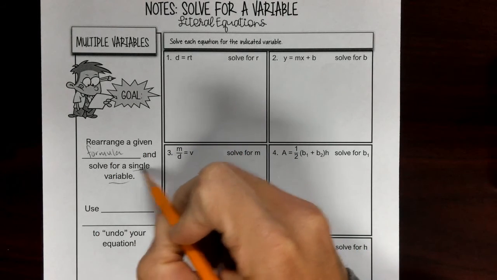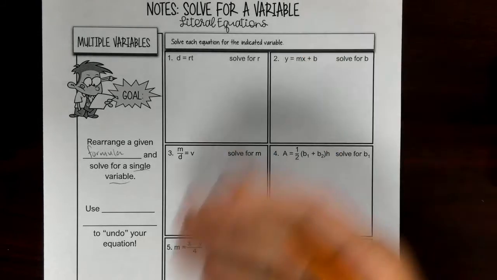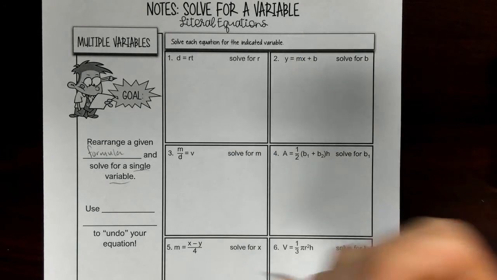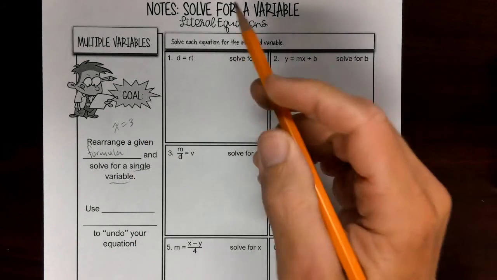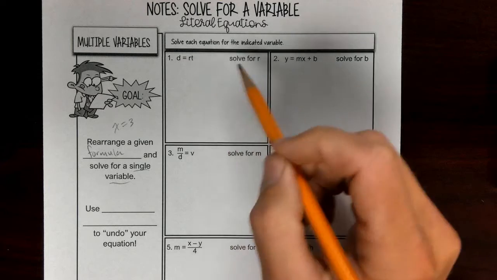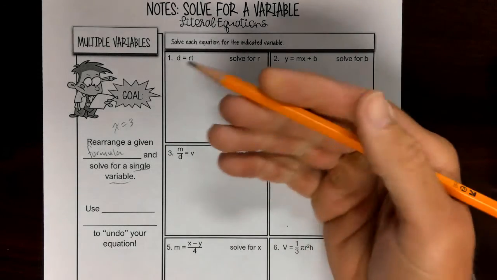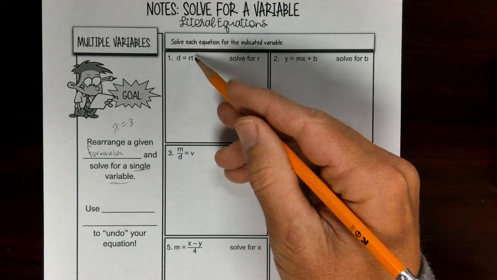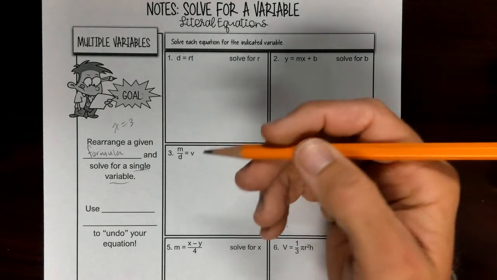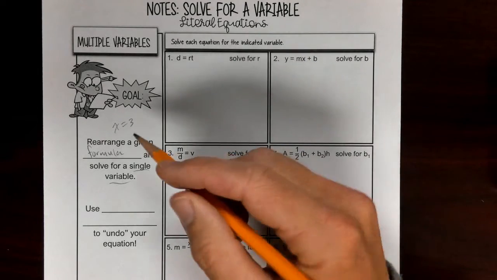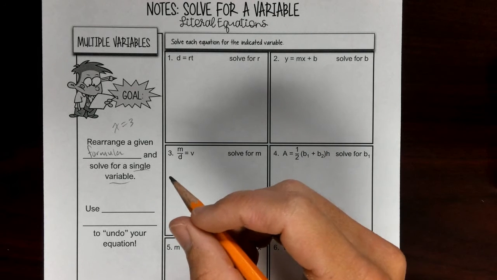a single variable. Right now, the difference between a literal equation and what we've been talking about in the past is we got x equals 3. You got a number. When we're solving a literal equation, all we're doing is rearranging variables. We're not going to get a number. D equals r times t. We have 3 variables here. There's no way for me to solve and get d equals 5 or r equals 8. So all we're going to do is rearrange variables.